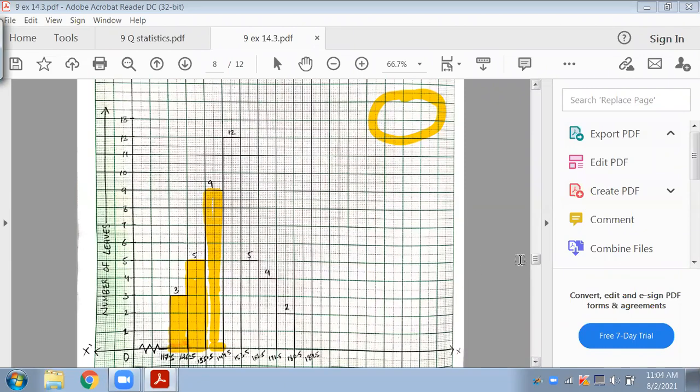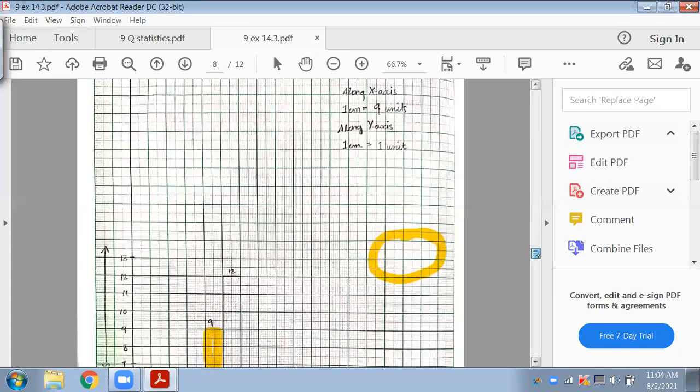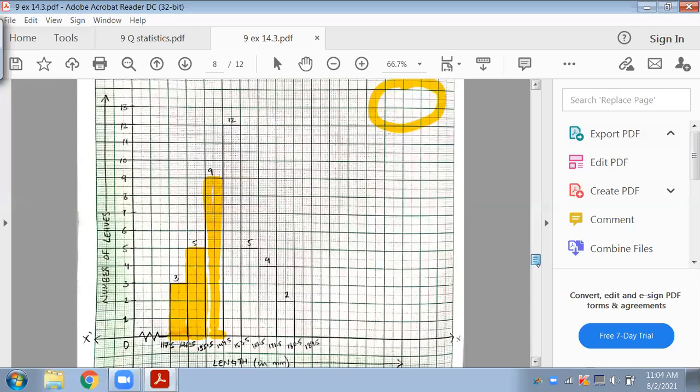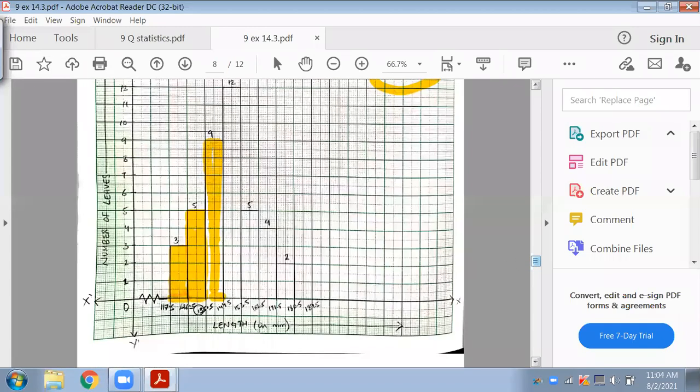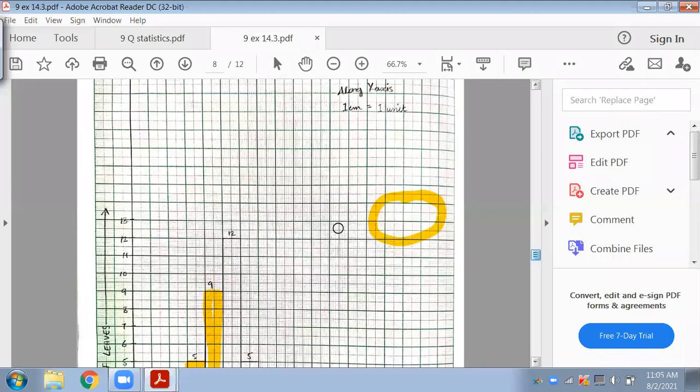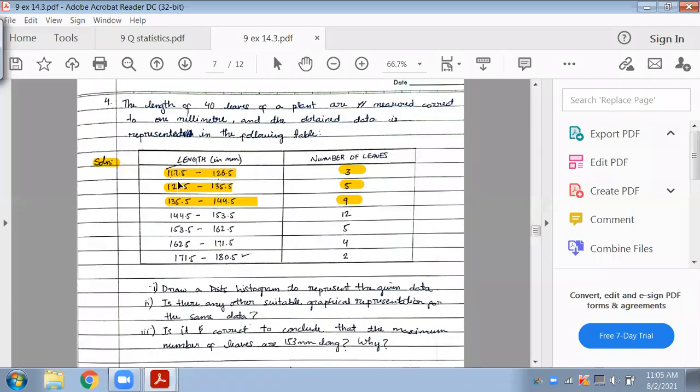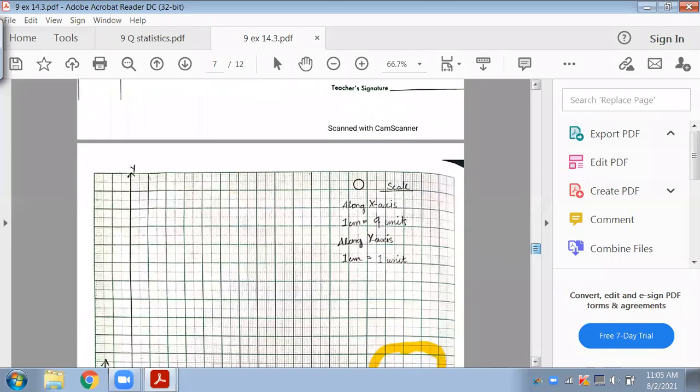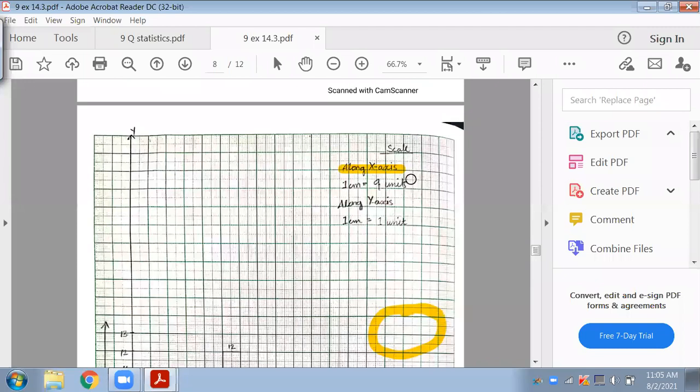Okay, so on the top, we are going to put the scale. How to put the scale? See, along the x-axis, we have taken 1 cm. How much? 117.5 to 126.5. So the difference is how much? The difference is 9. So we'll write along the x-axis 1 cm equal to 9 units.